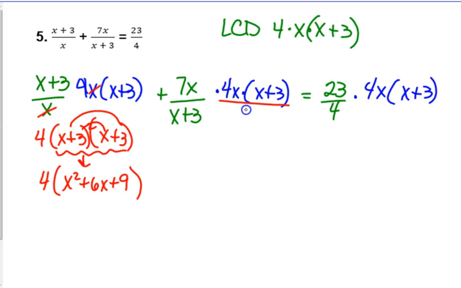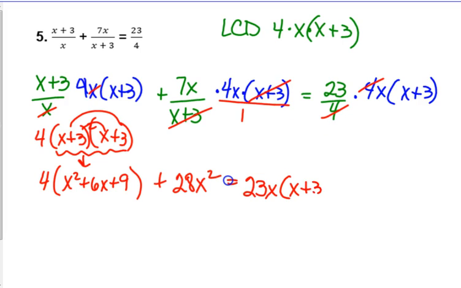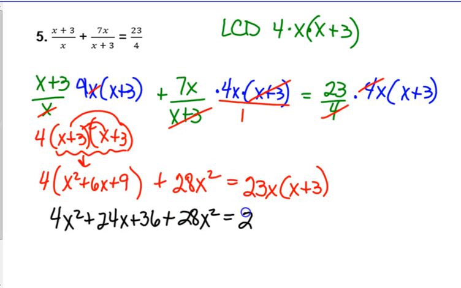All right, back here, when we multiply all this, the x plus 3 factor will divide out. We have a 7x times a 4x, which is a 28x squared. And the only thing that divides out back here is the 4. So I have equals 23x times x plus 3. All right, time for algebra fun. Distribute. Let's see, 23 times 3 is 69, and there's an x.